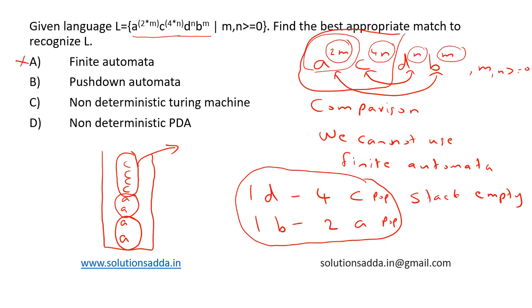And if the stack is not empty, then this string does not belong to the language L. This can be done using a deterministic pushdown automata, as well as a non-deterministic Turing machine, as well as a non-deterministic PDA. But we have to go for the tightest bound, so it will be accepted by pushdown automata. The correct answer here will be option B, pushdown automata, even though it can be accepted by all the three. We go for the tightest one, so option B, pushdown automata is the correct answer here.